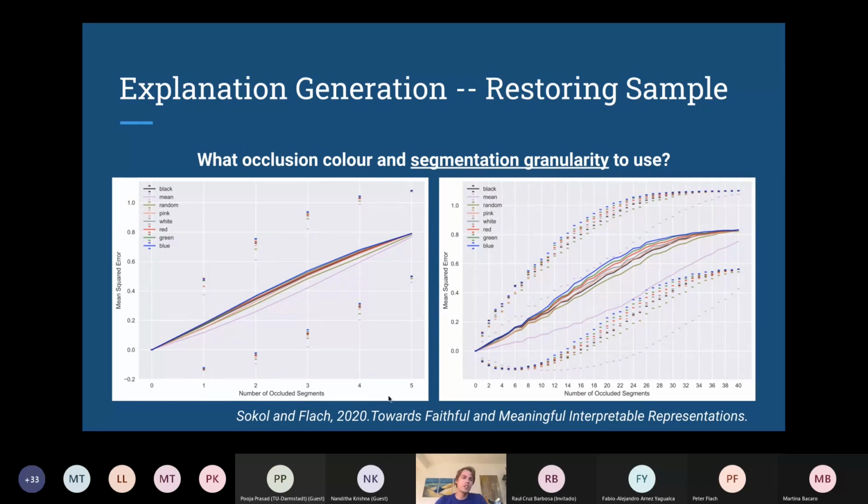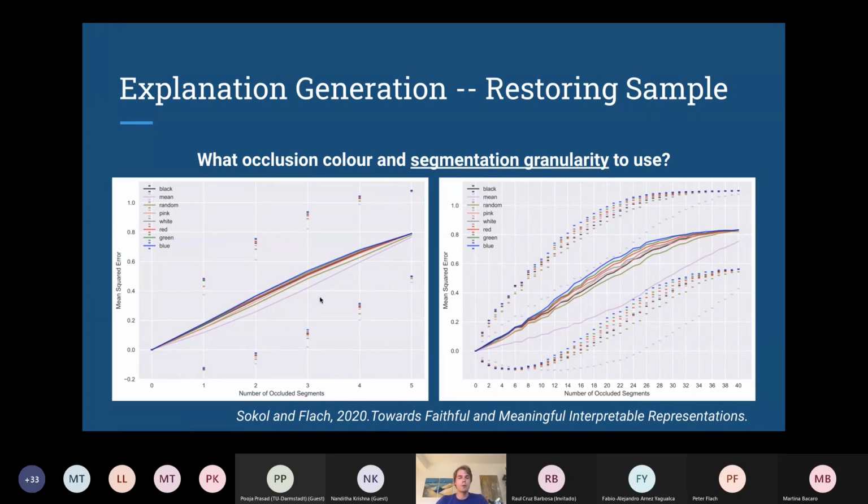And you can see that if there are only just a few segments, so here we have 5 segments, so we split an image into 5 segments, and then we occlude either 0 of these segments, 1, 2, 3, 4, or 5, all of them. And then we see whether the black box model is still able to predict the top class of that image. So we're kind of trying to judge whether using a given color for occlusion is a good way to remove information from an image with respect to a given black box.